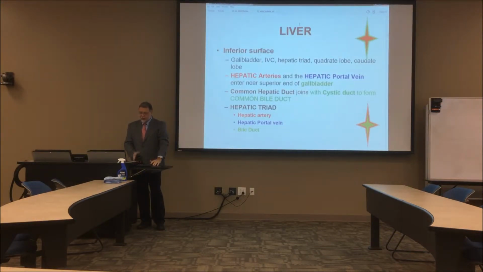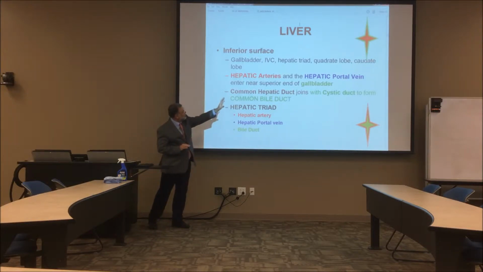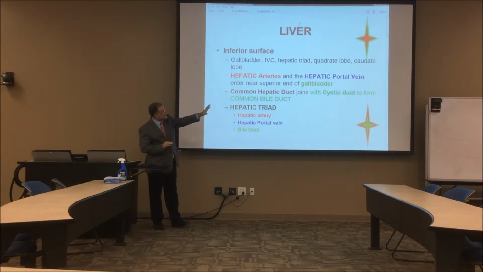So the inferior surface is important to see what structures you have there. You're going to have the hepatic arteries that you saw, and the hepatic portal vein that's very near the superior end of the gallbladder. You're going to have all those structures: the gallbladder, the inferior vena cava, the hepatic triad, the quadrate lobe, and the caudate lobe.